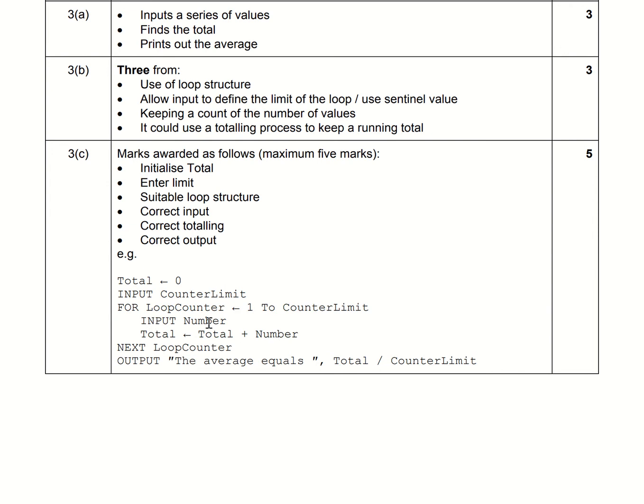And then input a number. The input is called a number. You keep a running total. You do it that many times as you stated first in the counter limit, and then when you finish the number of for loops, you output the total, which is the running total, over the value you put in first.